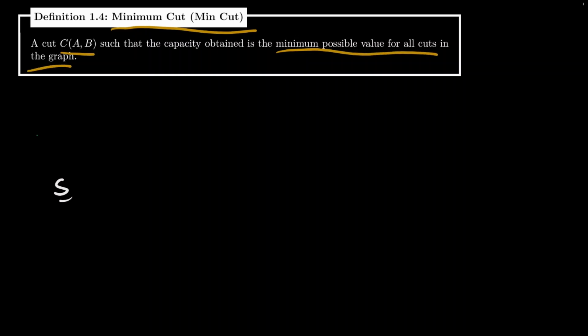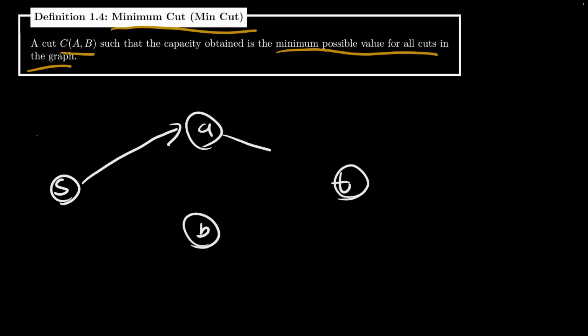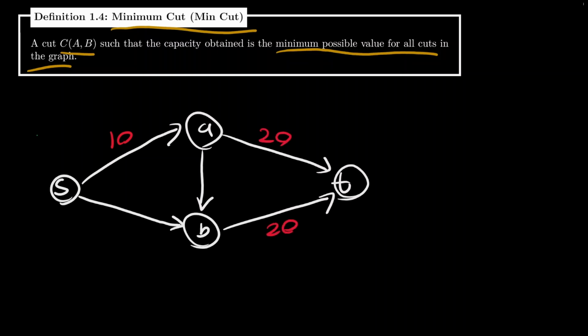So let's start out with our example again. So we have the S and T and the intermediary nodes A and B. Let's draw these connections between them. And again, the minimum capacity cut is the smallest such cut that is possibly achieved by all sums of the capacity cuts. So let's draw these capacities: 10, let's do 20, 20, 30, and 20.